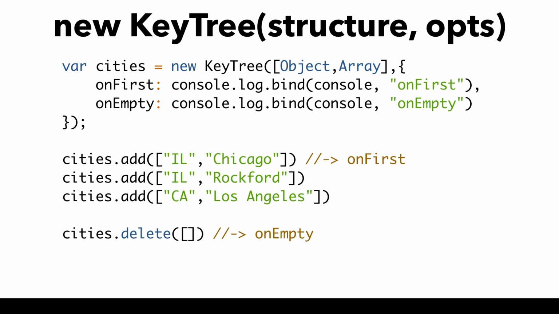Fortunately, the first problem is solved easily by KeyTree. When creating a key tree, you can provide callbacks when the tree contains its first node and when the tree becomes empty. Here we've made it simply log when these happen. Notice that as I add Chicago, onFirst is logged, and when all nodes are removed by delete, onEmpty is logged.